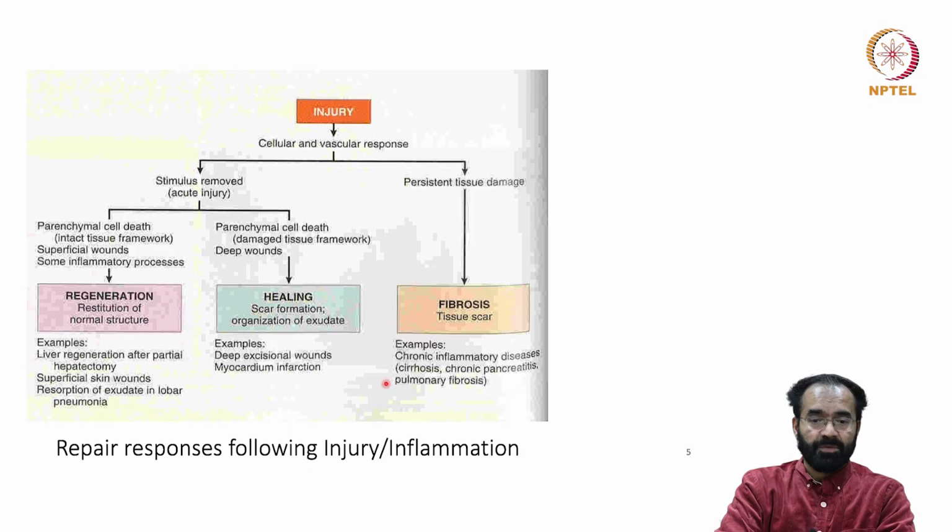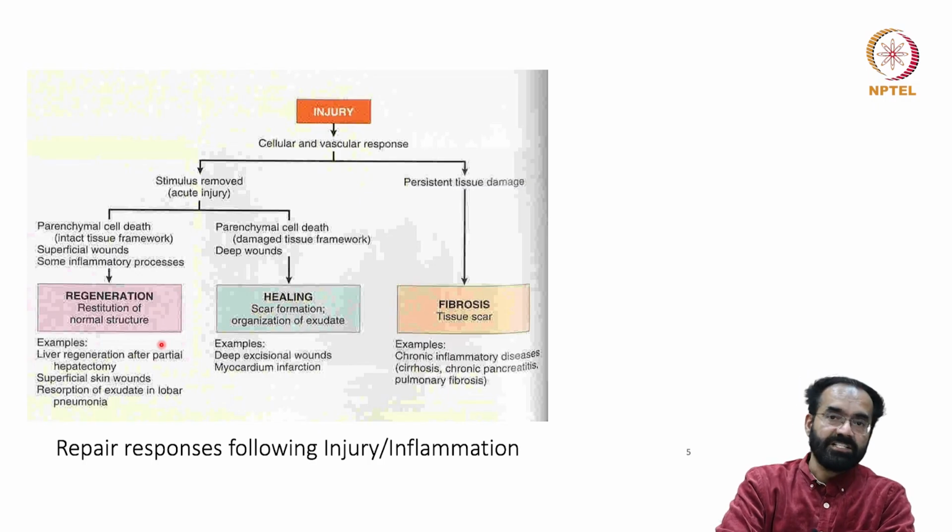In this picture, you can see the ways in which an injured tissue responds. Soon after injury, there is a cellular and vascular response, and soon after the stimulus is removed, in the case of an acute injury, which means a sudden injury, parenchymal cell death occurs. The intact cell matrix of a given tissue is what we refer to as parenchyma, and this happens in many cases of superficial wounds. Some inflammatory responses are triggered as an acute injury.